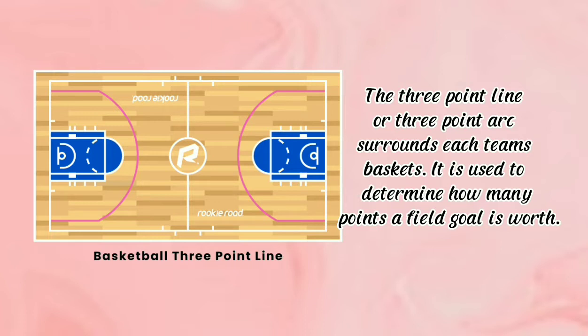It is used to determine how many points a field goal is worth. A team will earn 2 points if the shot is taken on or inside the three-point line and goes into the basket. If a shot is taken outside the three-point line and goes into the basket, a team will earn 3 points.